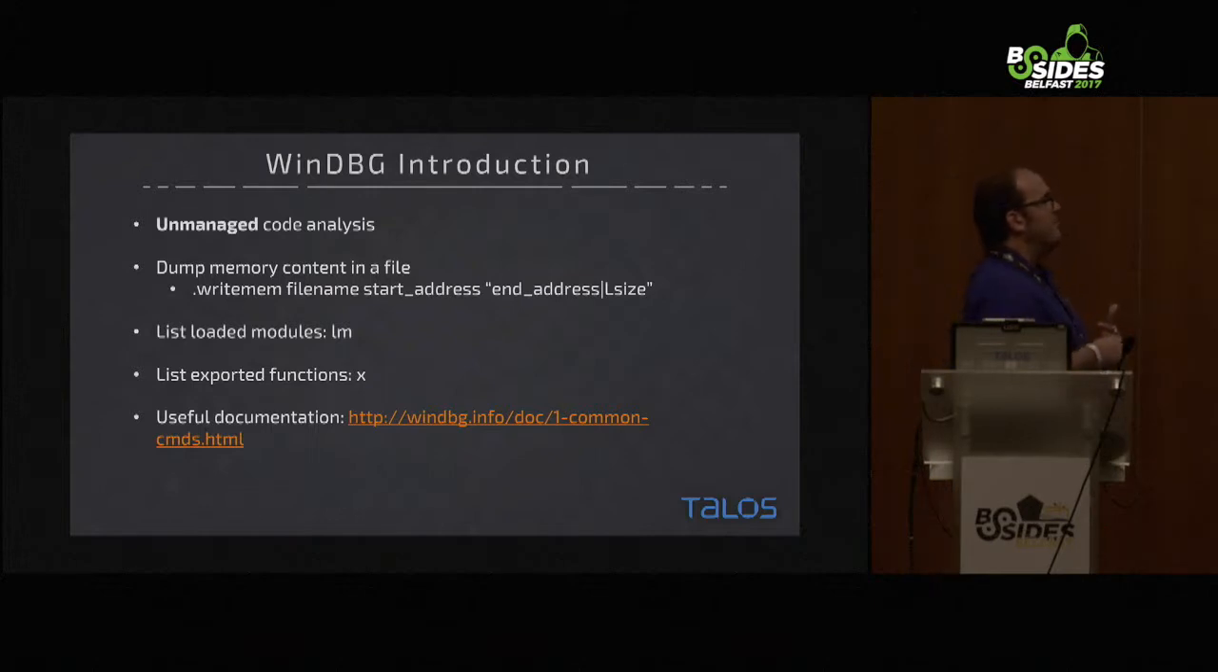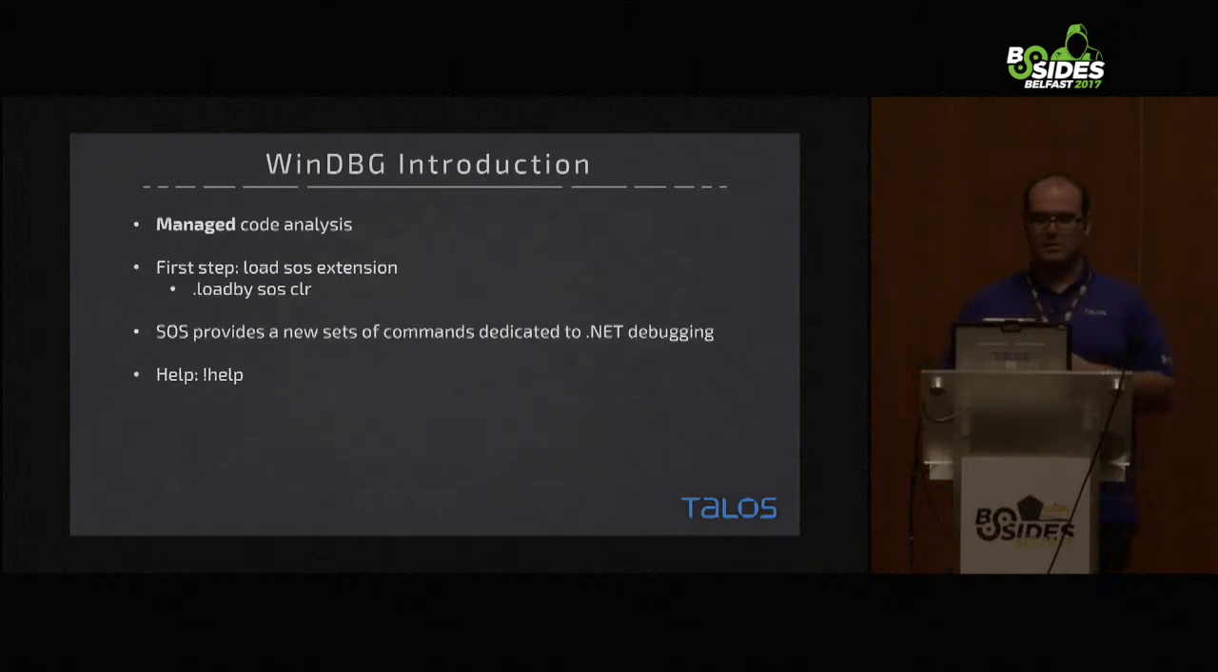You can make memory dumps. I want to copy these bytes from memory to a file. Of course, you can do that. You can list loaded modules, etc., exactly like in Immunity Debugger, but on the command line. It's not the official documentation, but it's a really useful link, and 80% of the daily commands are available here, and this website is really well done. I really recommend it if you don't use WinDBG often.